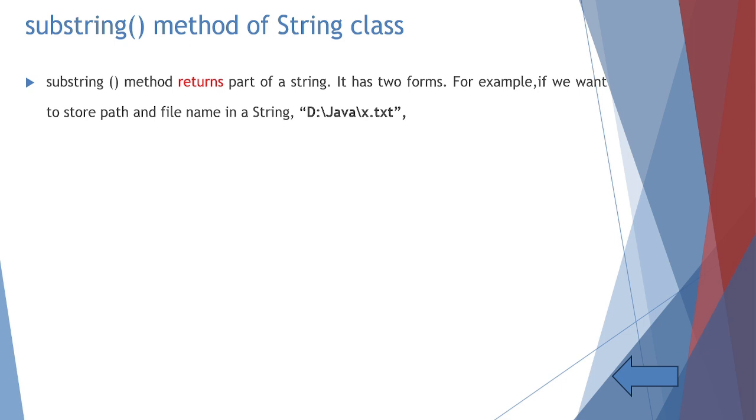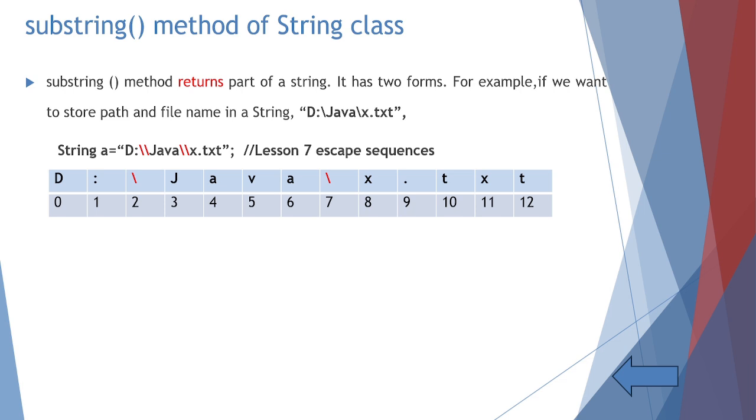So this kind of path is required to read and write files from and to the hard disk, that is file handling. Now, in order to store this path in a string object called a, we need a double backslash. Why? Because Java has a special meaning for the backslash. It is used in escape sequences, backslash n, backslash t, and so on. So another backslash negates that special meaning and treats it as a simple character. So internally, in Java, a is stored as d colon single backslash Java, then single backslash x dot txt, and the index starts from 0 to 12.